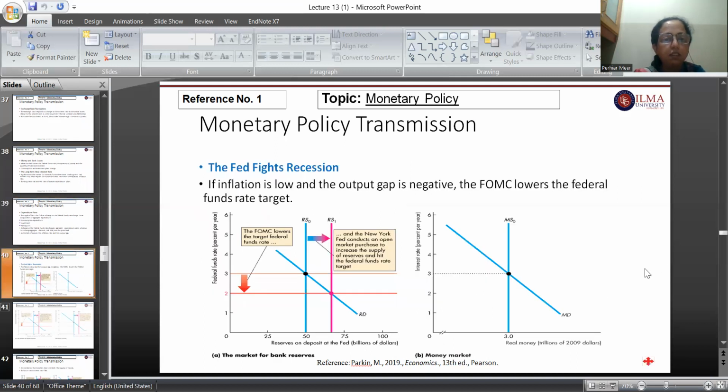So the Fed influences the inflation rate and the output gap. The Fed fights recession. When inflation is low, the output gap is negative. The FOMC lowers the federal funds rate target.